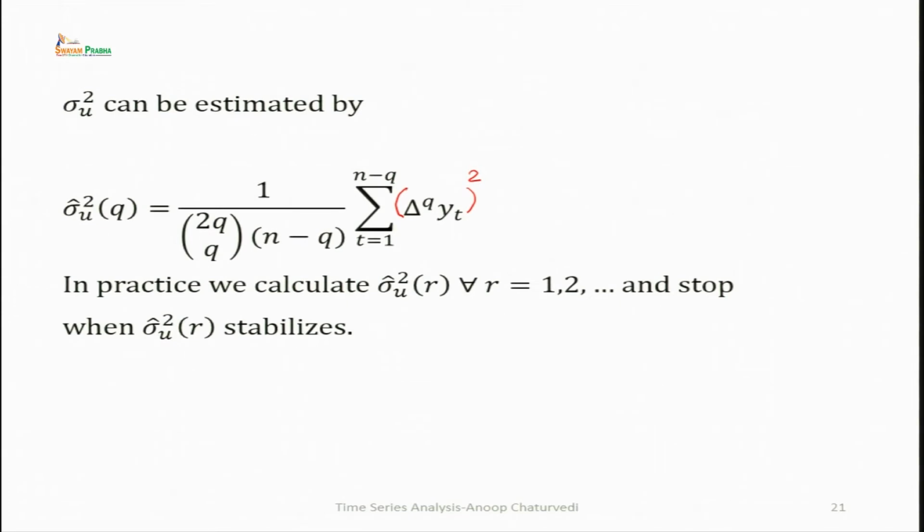Now, in practice, what do we do? We calculate the estimator of sigma square u corresponding to different values of r, means corresponding to different differences, for r equal to 1 and so on. So, you have calculated sigma hat square u 1 based on the first difference, sigma hat square u 2, and so on.